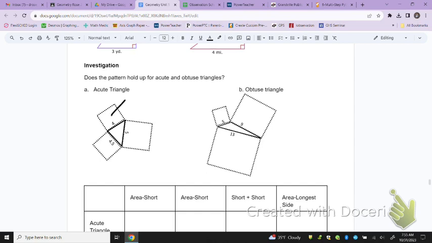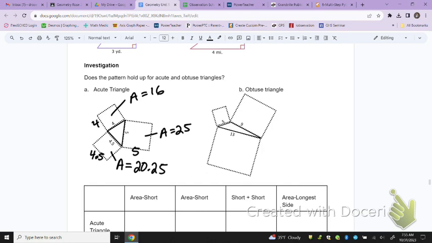Again, the area would be 4 times 4, so this area is 16. This is a 5 by 5 square, so this area is 25. This square is 4.5 by 4.5, so you might need a calculator. It's going to be 20.25.